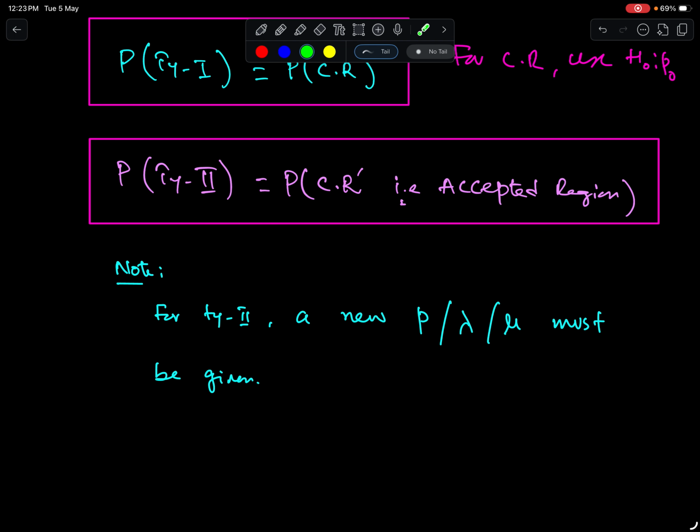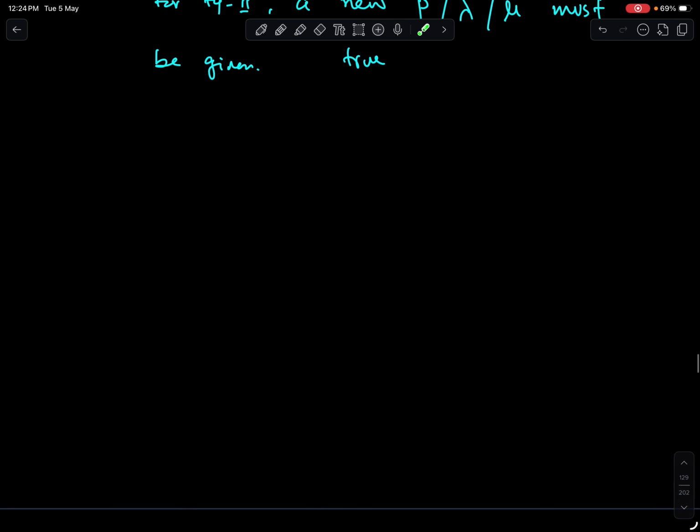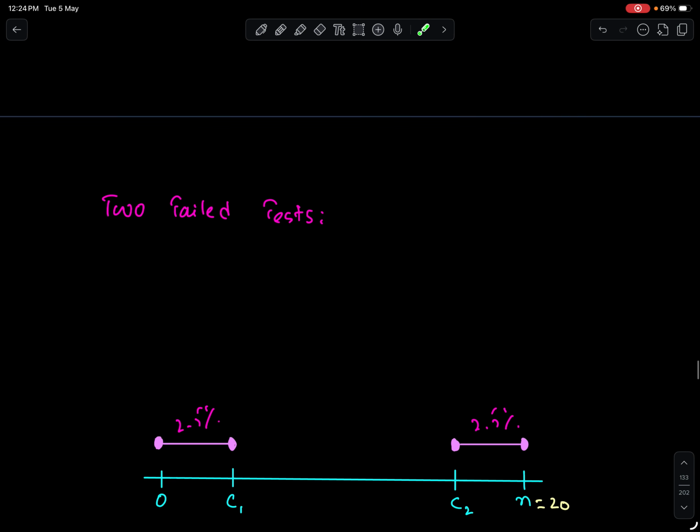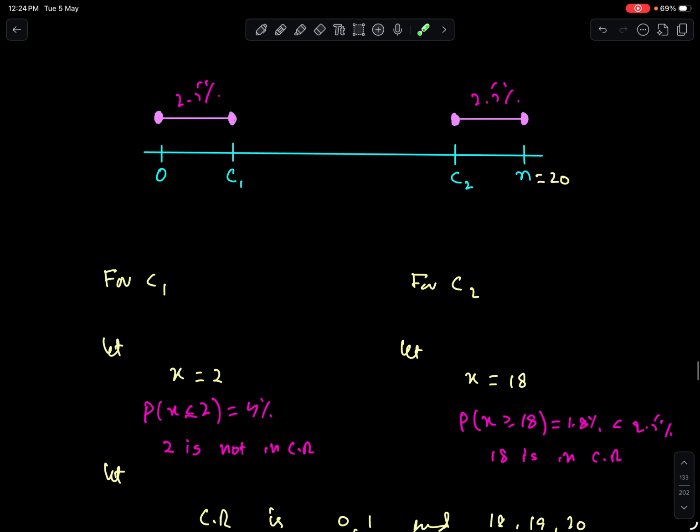New or true, both. Critical region for a two-tailed test of discrete distributions: trial and error is used. See, for C1, try with lower values, and for this, try with greater values. If n is 20, try with a value which is close to 20.